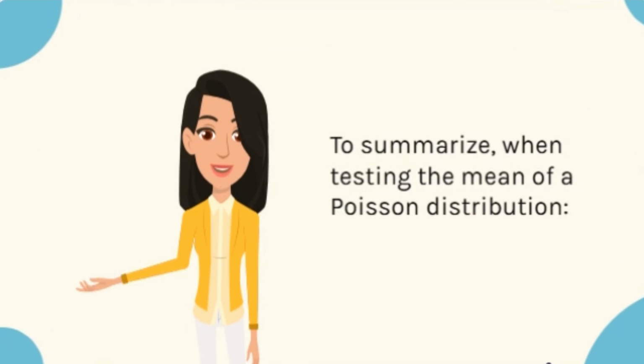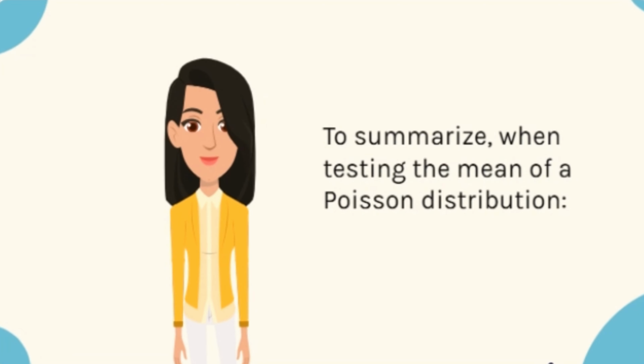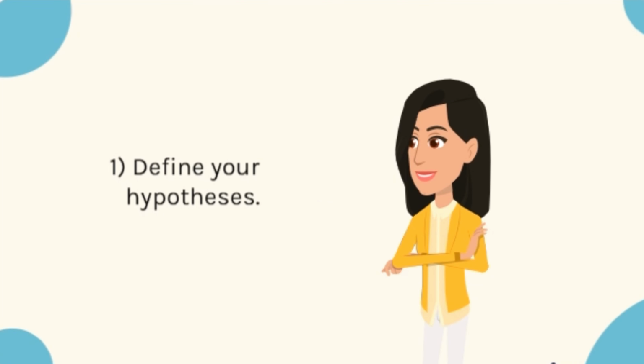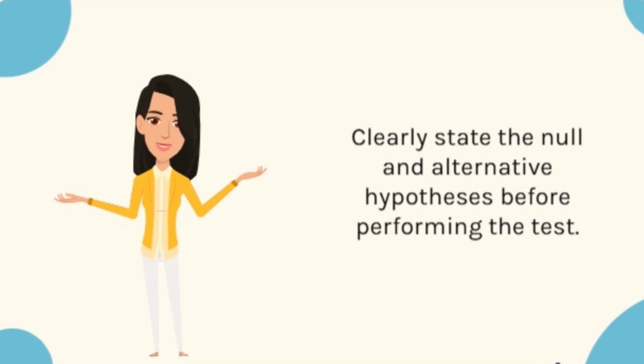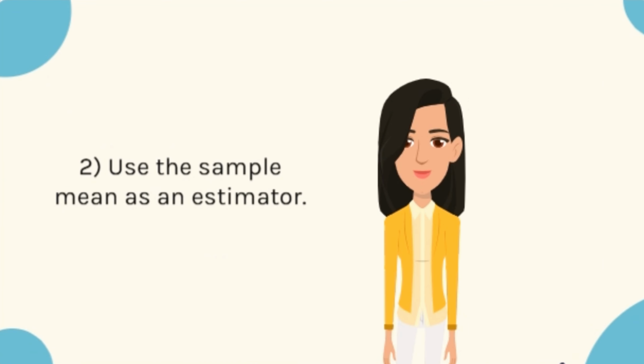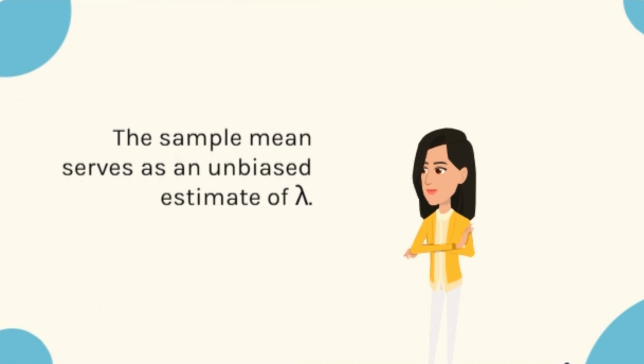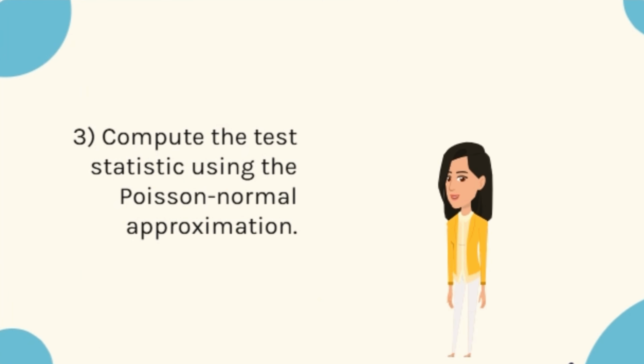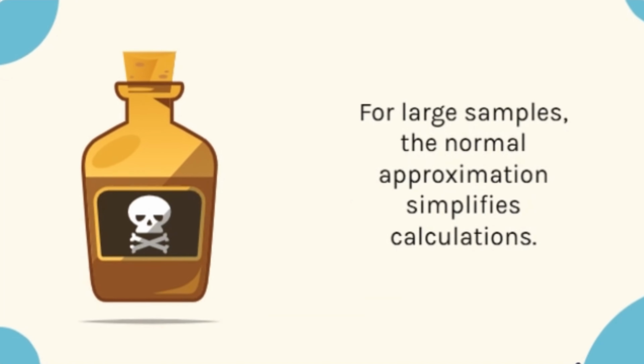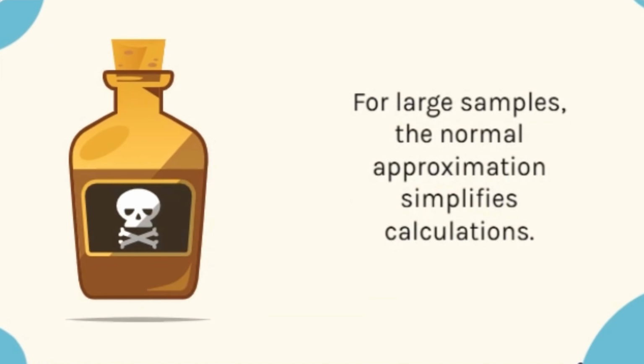Conclusion. To summarize, when testing the mean of a Poisson distribution: Number 1, define your hypotheses. Clearly state the null and alternative hypotheses before performing the test. Number 2, use the sample mean as an estimator. The sample mean serves as an unbiased estimate of lambda. Number 3, compute the test statistic using the Poisson normal approximation. For large samples, the normal approximation simplifies calculations.